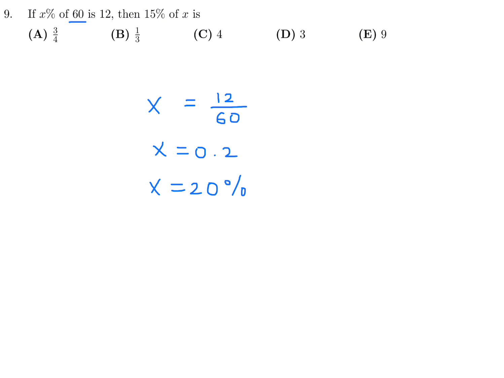Now they're saying, what is 15% of x? Well, 15% of x is really represented by 20. So that's going to be 0.15 times 20, and that is equal to 3. So number 9, the answer is D.